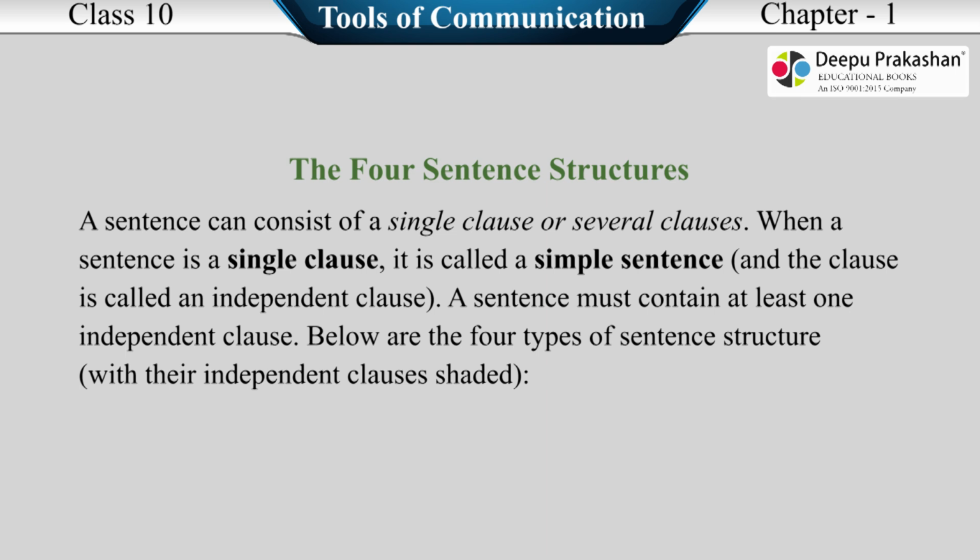A sentence can consist of a single clause or several clauses. When a sentence is a single clause, it is called a simple sentence, and the clause is called an independent clause. A sentence must contain at least one independent clause. Below are the 4 types of sentence structure, with their independent clauses shaded.